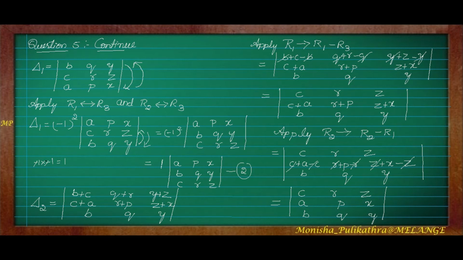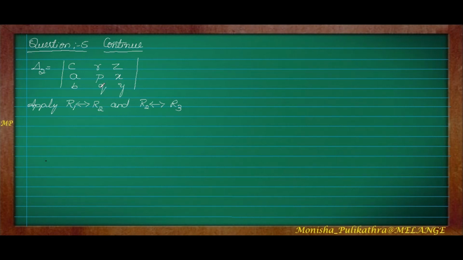Okay. Let us continue the fifth question again. Here for delta 2 we obtained CRZ, APX, and BQY. Again we have to do some interchange so that delta 2 and delta 1 become equal, identical to each other.